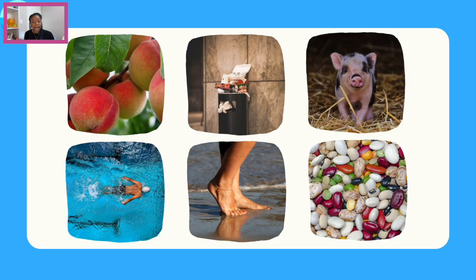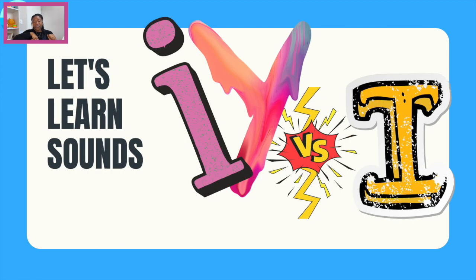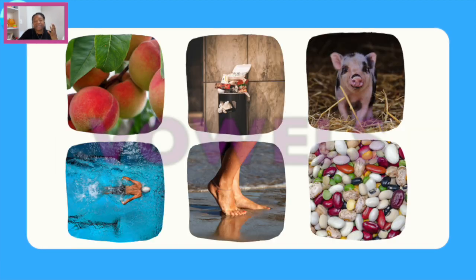Before we start, I want you to guess, as usual, what sounds we're going to learn. So look at these 6 pictures. What sound are we going to learn today? You can pause the video and have a little think, or you can guess with me now. 5, 4, 3, 2, 1. If you said E and I, you are correct. Did you guess it? We're going to be starting our vowels.